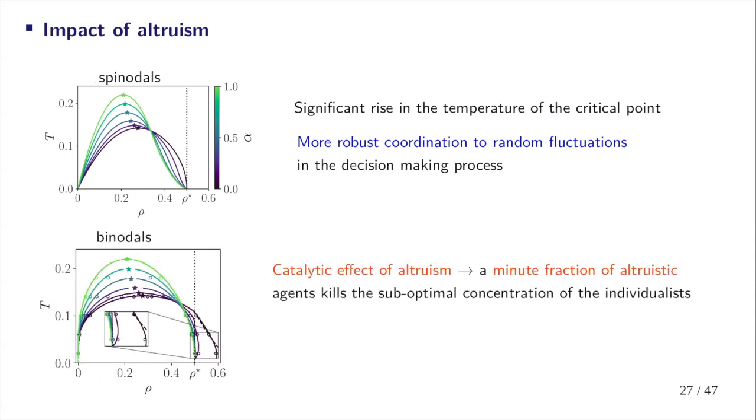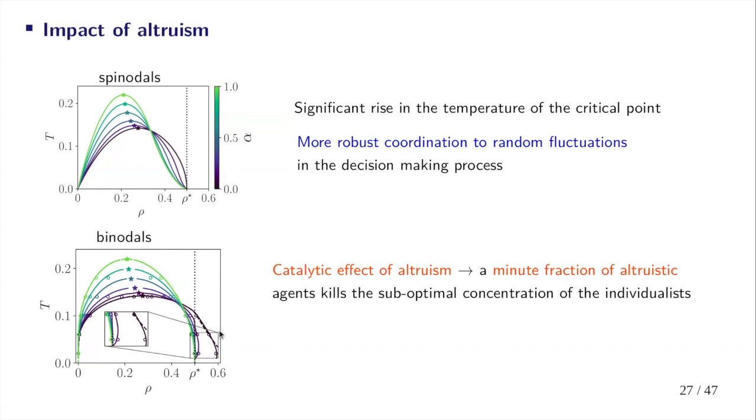And for the binodals, what is interesting is that as soon as you put a small fraction of altruists in the system, the binodal here directly jumps to the optimal density, in the sense that you have what resembles a catalytic effect of altruism.